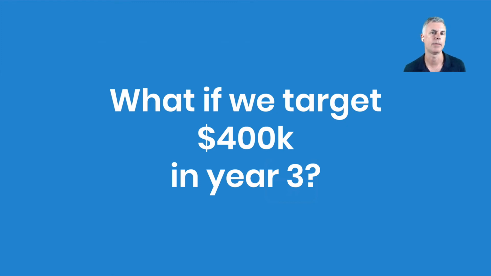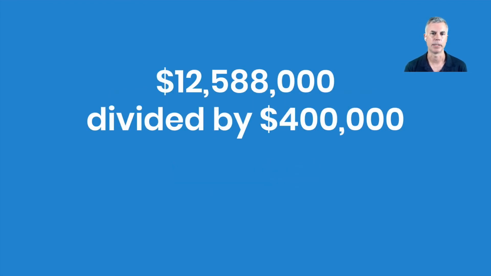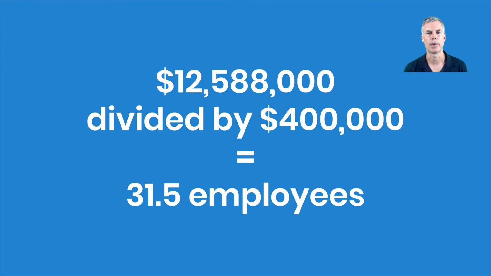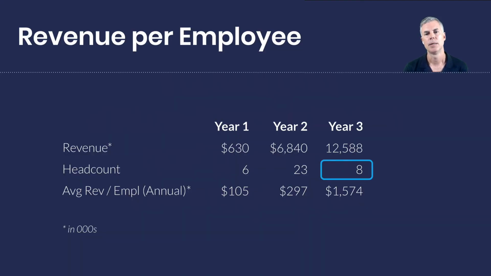What if we say we get even more efficient and we're going to do $400,000 in revenue per employee in year 3? We take our revenue for year three, 12.588 million, divide it by the $400,000 average revenue per employee target, and that gives us 31.5 employees. Again, you can't hire half a person, so we round up to 32, and that gives us just below $400,000 in revenue per employee. So now you can see this really nice progression. We've got the right number of people here.